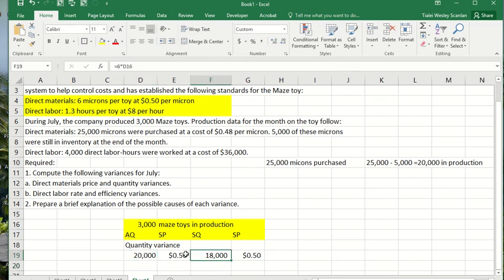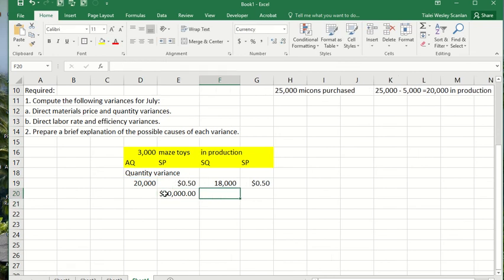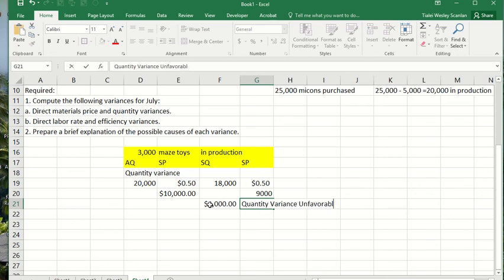So this is the standard, and this is what they actually used. So this is going to be unfavorable. They used 2,000 microns more, times 0.50 per micron, so it looks like it'd be a $1,000 variance. We know it's unfavorable because they used more microns than the standard. And so over here we would have a 1,000 quantity variance unfavorable, or just a U, because we used more than expected.